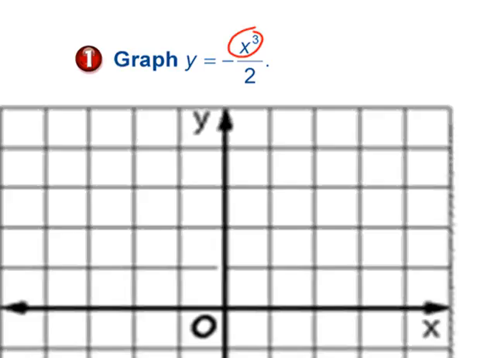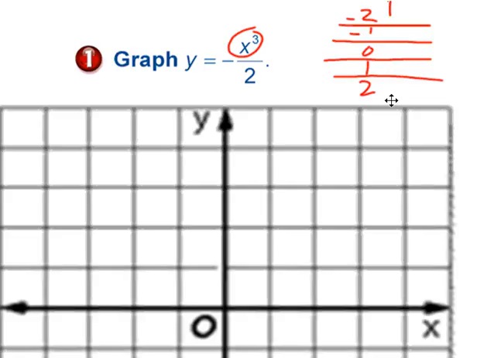So I'm going to pick some values. I'm going to pick -2, -1, 0, 1, and 2 for my x. I'm going to calculate the corresponding values of y so that I can graph them. So if I put -2 in here, -2 cubed would be -2 times -2, which would be 4, times -2 would be -8. -8 divided by 2 is -4, but I've got this negative out in front, so it would be a +4.